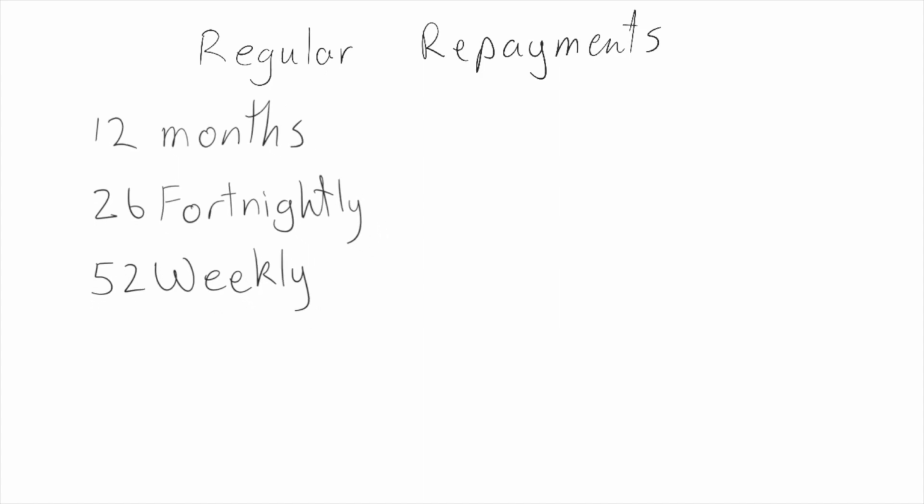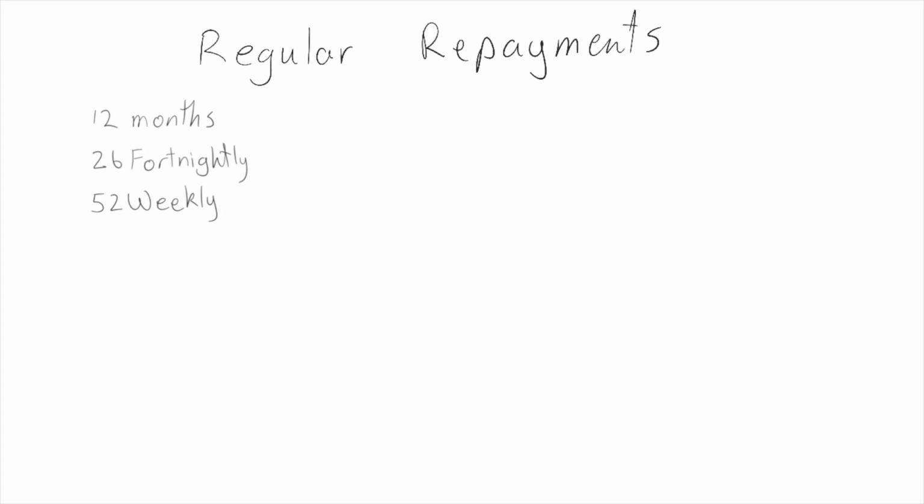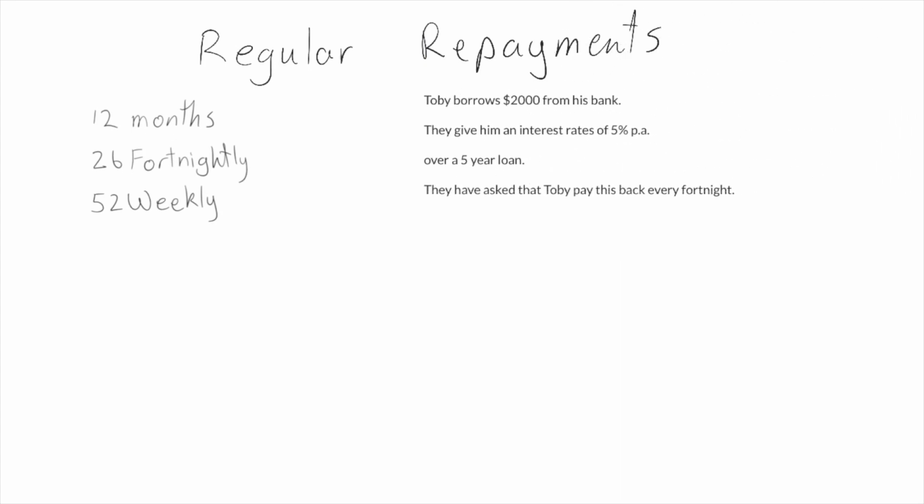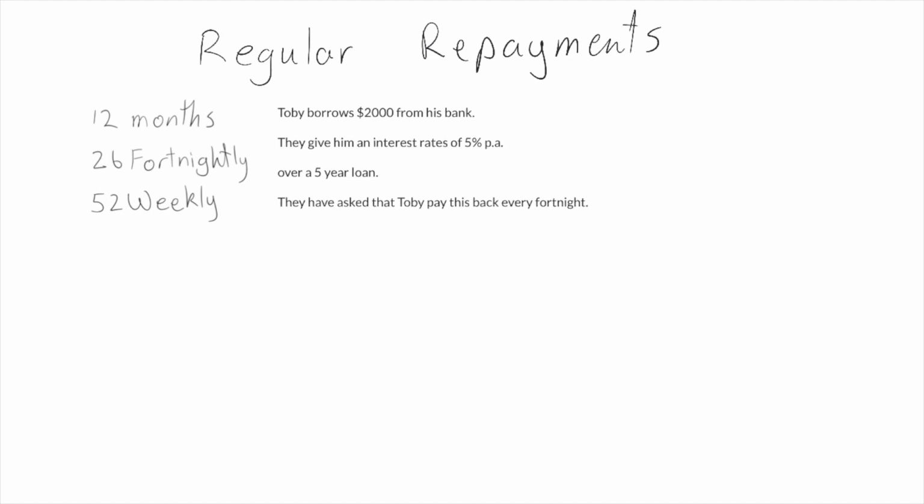So for now, let's make this a bit smaller, and see if we can give this a go with this scenario here. Toby borrows $2,000 from his bank. They give him an interest rate of 5% per annum, so per year, over a 5-year loan. Toby has also been asked to pay this back every fortnight. Well, if we look just to the left, we've got 26 fortnights in a year.